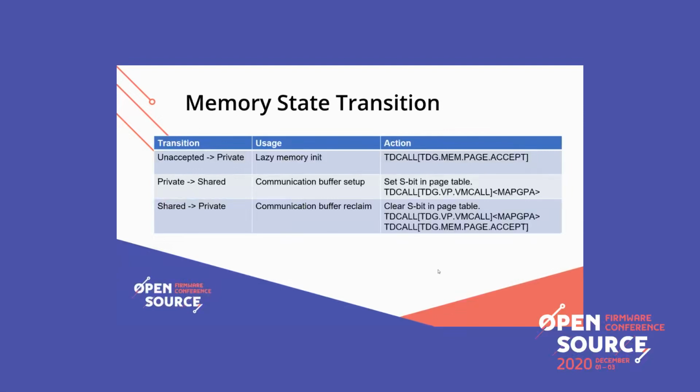The private memory and shared memory transition is for communication buffer setup and teardown, especially for DMA access. To change a private memory to a shared memory, the TDVF needs to set the S bit in the page table entry, then use TDVMCALL MapGPA. To change the shared memory to a private one, the TDVF needs to clear the S bit, then use the same TDVMCALL MapGPA. After that, the TDVF needs to use TDCALL to accept this memory region again to be a private memory.